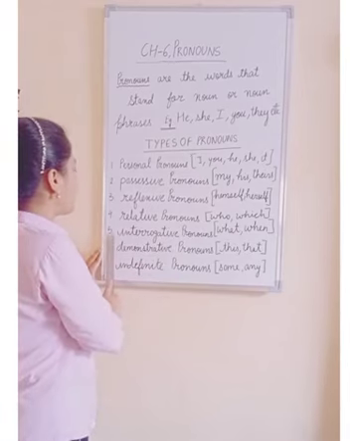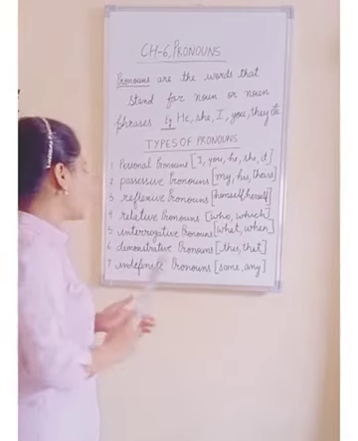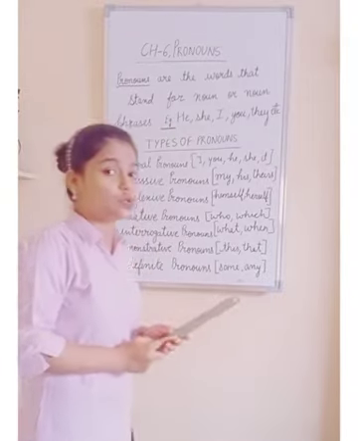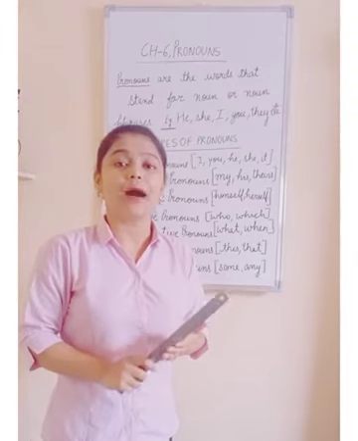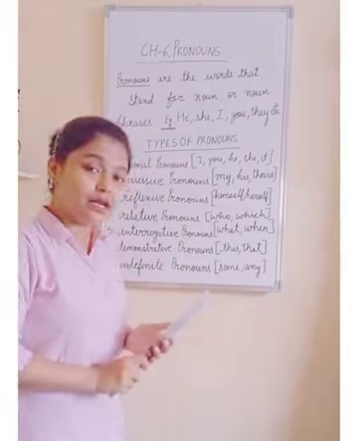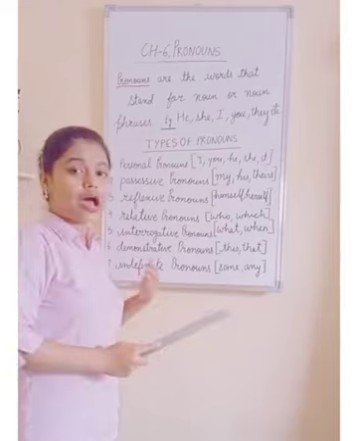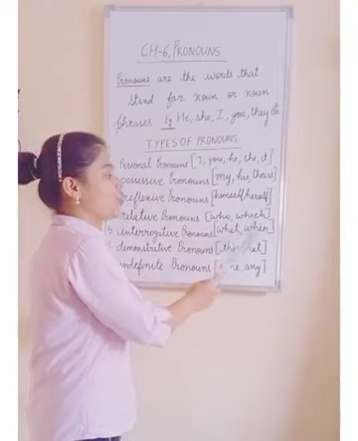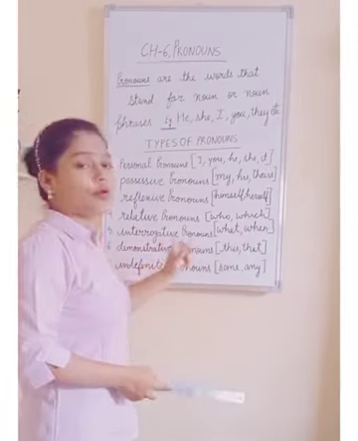Now the fifth type of pronouns, interrogative pronouns. You are very well aware of this word interrogative. Wherever you see this word interrogative, you understand that we are asking about questions. Similarly, interrogative pronouns are the pronouns which are used to raise questions. For example, what, when, where, how. All these are interrogative pronouns.